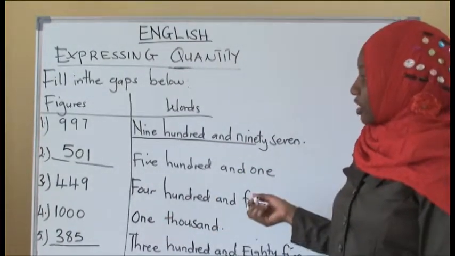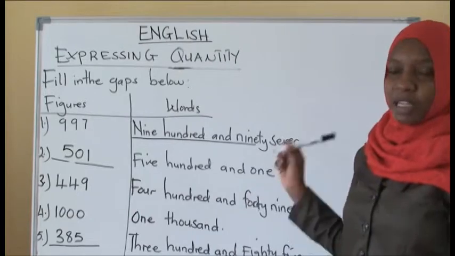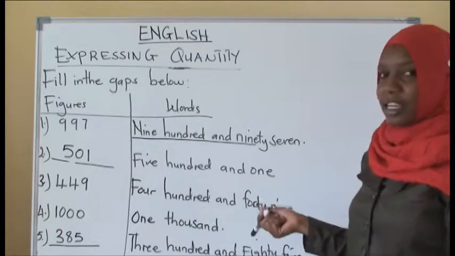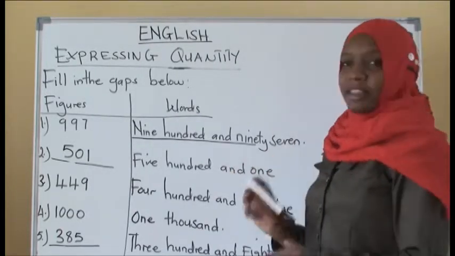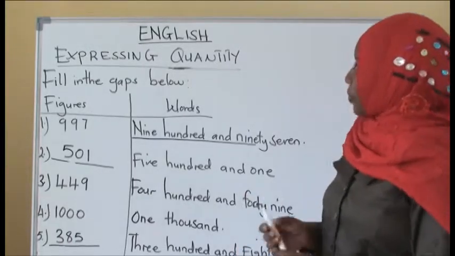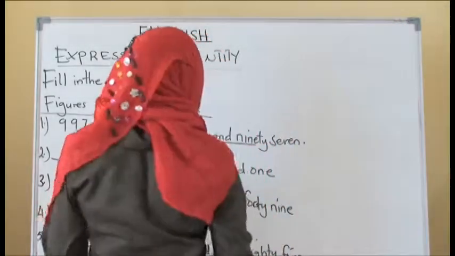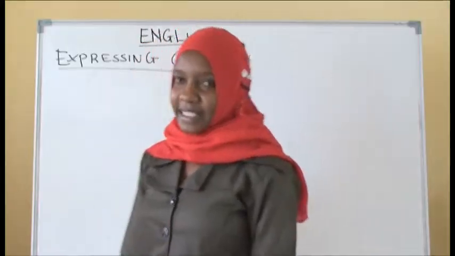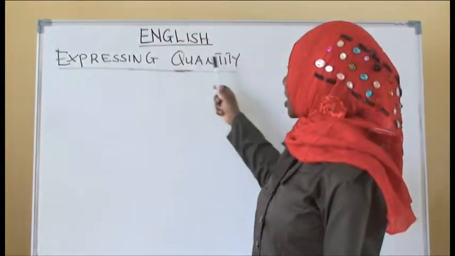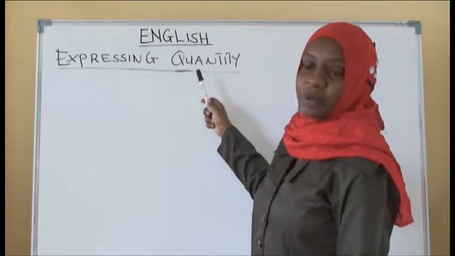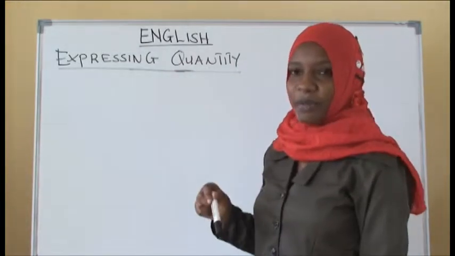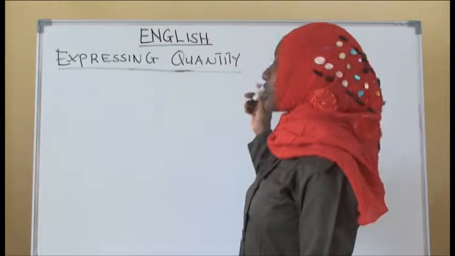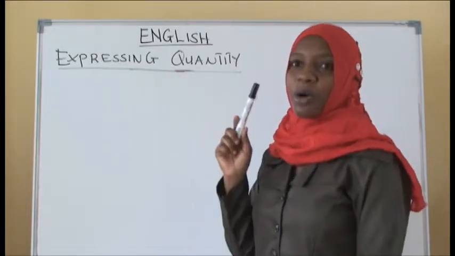Then if you got wrong in any of the questions here, please do correction. But if you got them right, well done. Thank you so much. Now, we are starting another thing for today. In last lesson, we saw how to express quantity by counting up to 1000. But today, we are going to see how to express quantity of countable things.